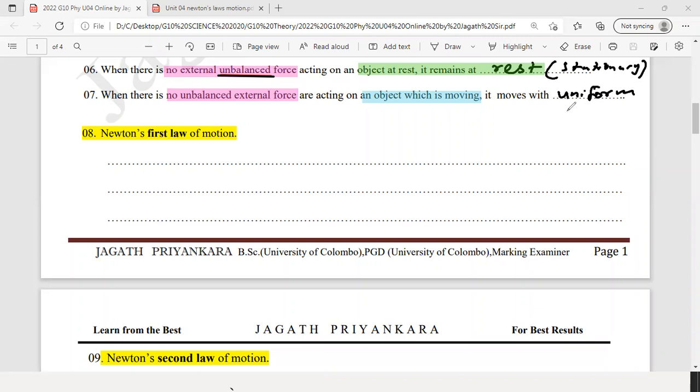Moves with uniform or constant, so you can write it moves with same speed or same velocity. This is very important to understand. That means objects tend to continue what they are doing at this moment.